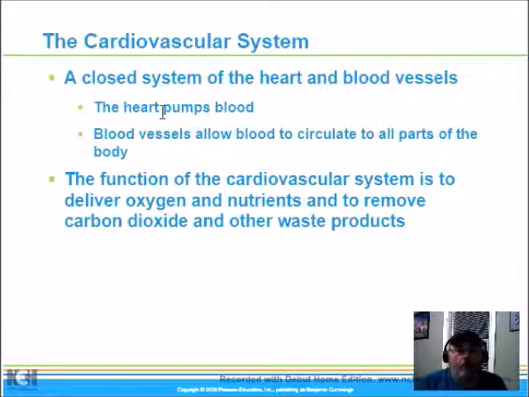The purpose of the heart is to pump blood, and we have vessels which allow that blood to be circulated. The function of the cardiovascular system is to deliver oxygen, nutrients, remove carbon dioxide, and waste products. Basically, everything that gets into any cell of your body or anything that comes out of any cell of your body has gone through the cardiovascular system. And that includes oxygen, vitamins, minerals, all of the nutrients that our body uses.